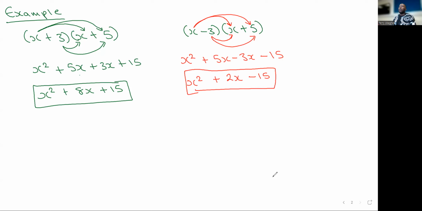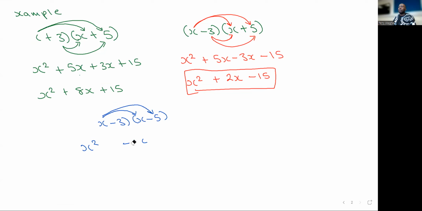So let's make it a little bit more interesting. What about if we have x minus 3 and x minus 5? All right? The same thing we're going to do is going to be x times x will give you x squared plus x times minus 5. Are you seeing it? X times minus 5 will give you minus 5x. So because it's minus, plus times minus will give you minus. So we're going to remove this and we're going to put what? Minus here. All right, we're going to put minus there.